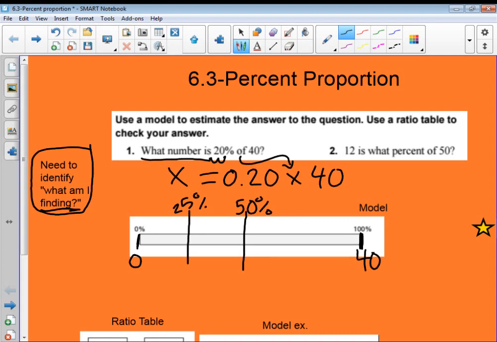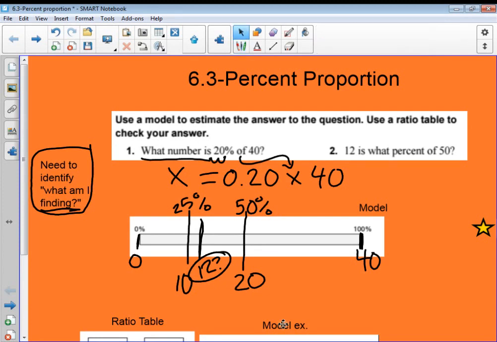So this model would be a good estimator. So 50%, that would be 20. 25, half of that would be 10. So then I want 20%, so just a little bit more. And this I would guesstimate maybe 12. So my model is kind of used for guessing or estimating.